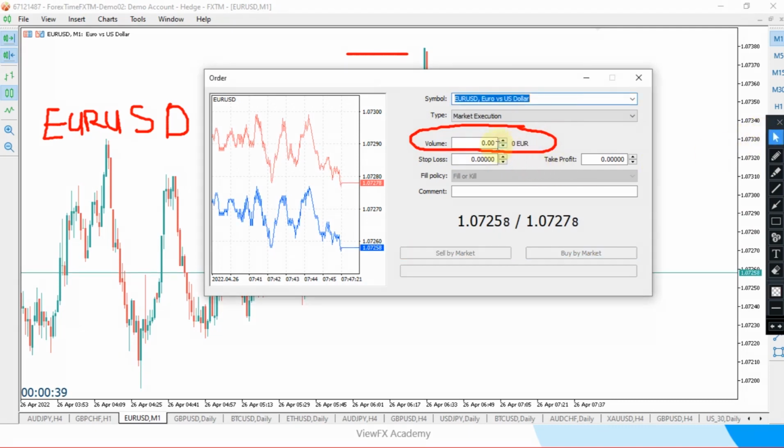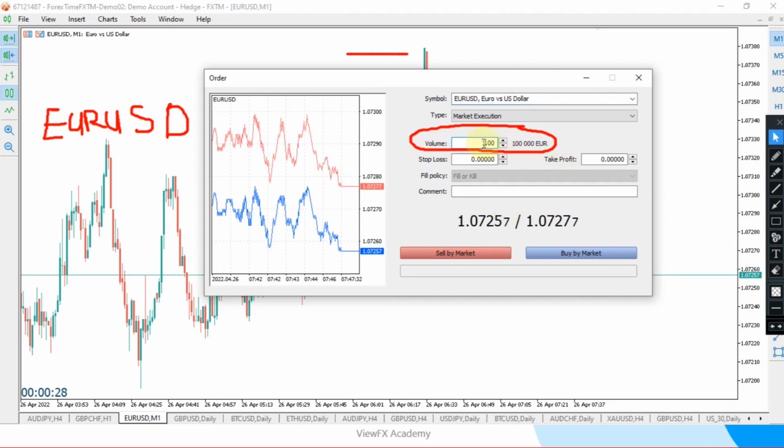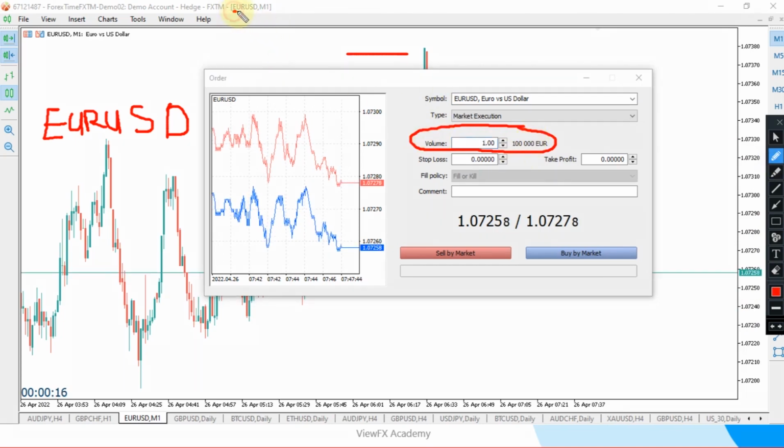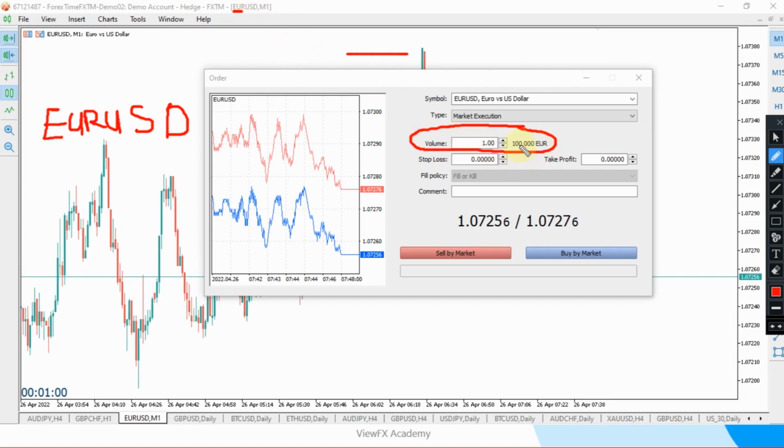When I drop it down, standard lot means 1.00. That is the standard lot we're talking about. And you can see it has 100,000 of the base currency. The base currency here is euro. Remember the base and quote currency class? We said the base currency is the first one. So when I choose a standard lot, I'm going to have 100,000 of the base currency. That is what I'm trading with.